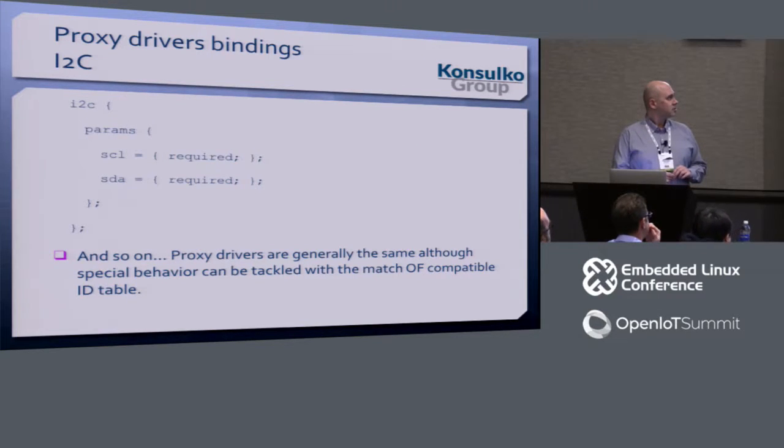I2C is simpler. There's not a different proxy driver for each different function. All of the proxy functions are the same, and they just use different properties in the function nodes to be configured.